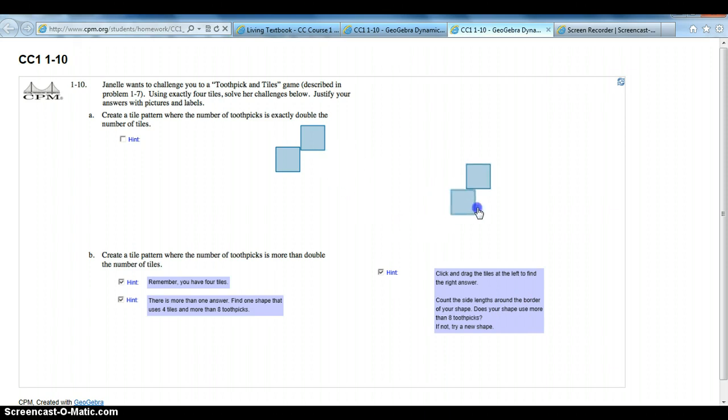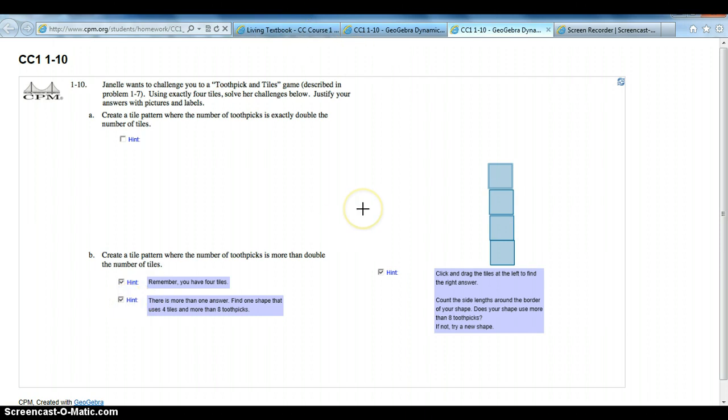So here you have the option to create some type of a shape where your toothpicks would be more than double the number of tiles. So you're going to want to create some type of a shape that makes sense to you where it would be more than double the tiles. So you can move these around in any way that you want to help you solve the problem. Remember, you have the 4 tiles, and then each side of the shape is going to count as a toothpick, each side that's exposed. So for example, if this shape was by itself, it would be 1 tile and 1, 2, 3, 4 toothpicks around, if that helps you at all.